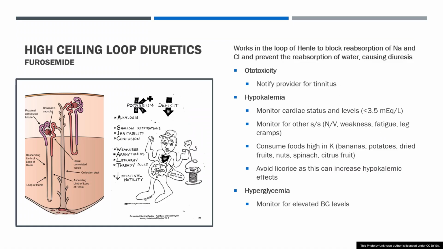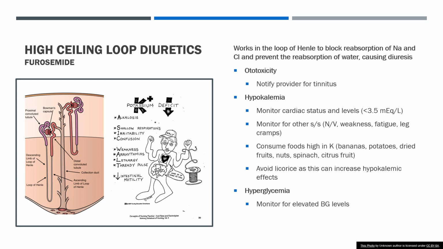So, getting into the specifics of diuretics, high ceiling loop diuretics, such as furosemide, are going to work in the loop of Henle to block reabsorption of sodium and chloride and prevent the reabsorption of water, causing diuresis. In addition to those common symptoms on the previous slide, these ones are specific to loop diuretics: ototoxicity, hypokalemia, and hyperglycemia.